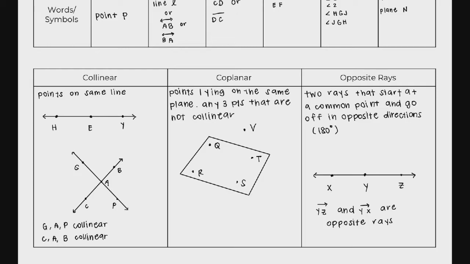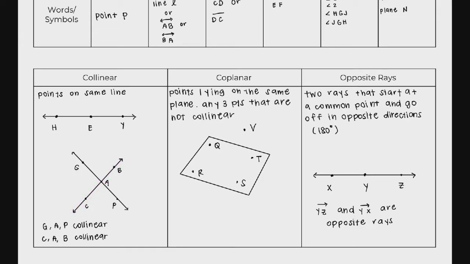Now for the next example, we have two lines intersecting and it kind of looks like an X. On one line we have the points G, A, and P, and on another line we have the points C, A, and B. We're looking for collinear points. G, A, and P are all on the same line, so those are collinear. C, A, and B are also all on the same line, so those are collinear.